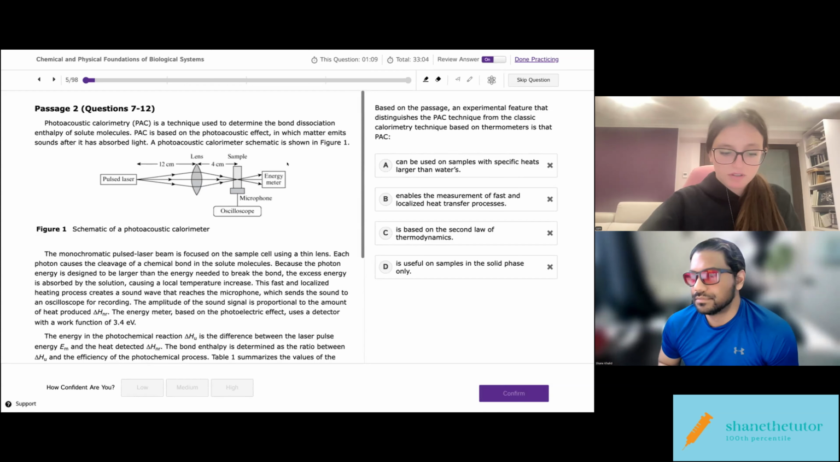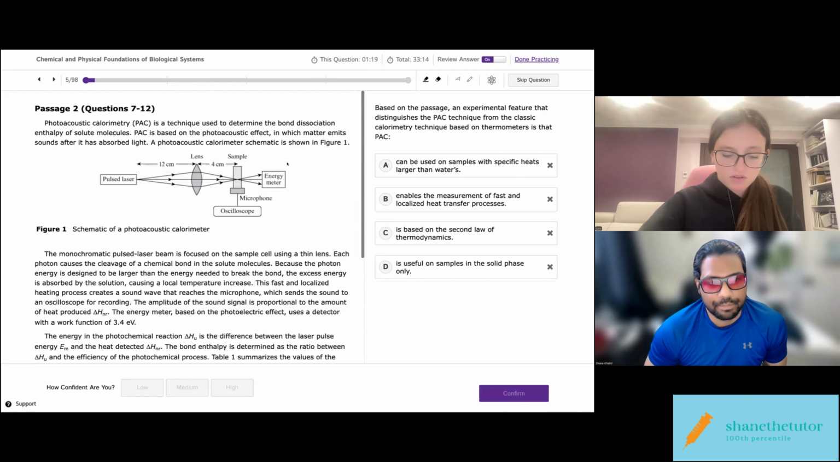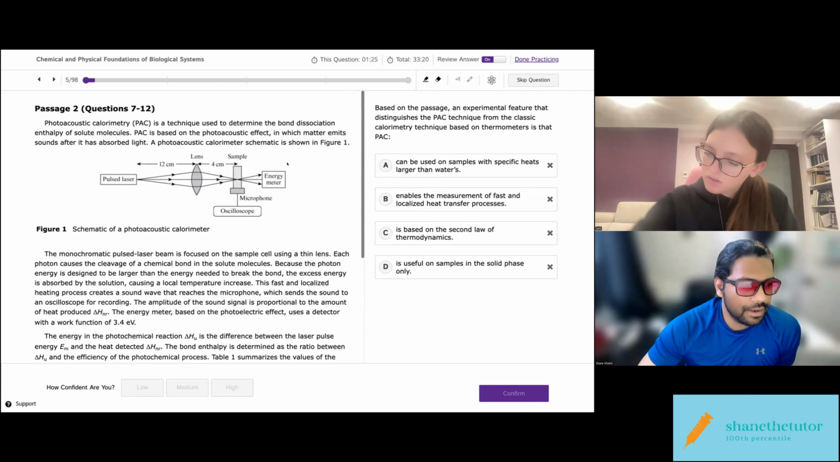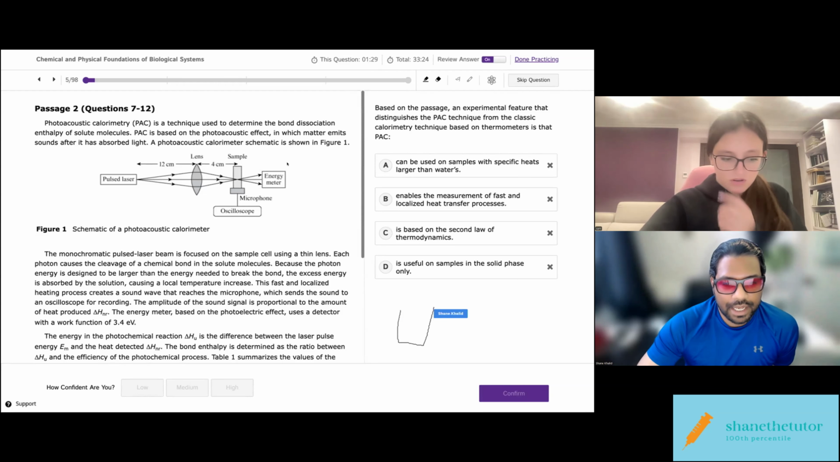Honestly, not sure. So it's a way for us to figure out how much energy is in something, like how much energy is in the bonds of something. So the most common one is the bomb calorimeter.